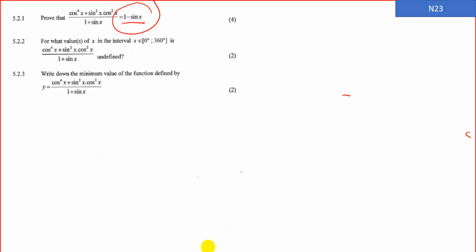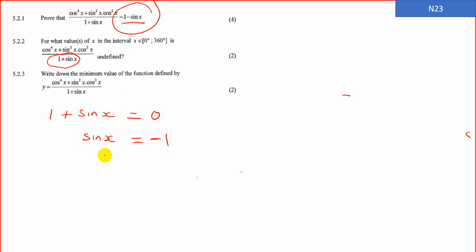Okay, we're looking at the next question, which says, for what values of x in the interval 0 to 360 degrees is cos to the power 4x plus sine squared x cos squared x all over 1 plus sine x undefined. Now, you remember that a denominator cannot be 0. If a denominator is 0, then this will be undefined. So for it to be undefined, the denominator in this case, which is 1 plus sine x, will have to equal 0. That will give me sine x equal to minus 1.